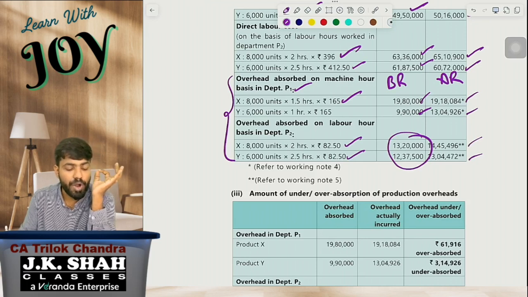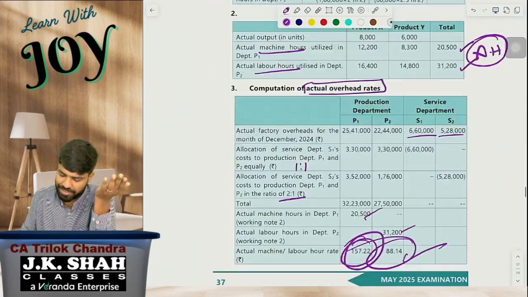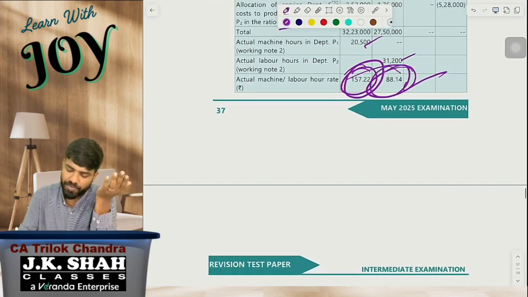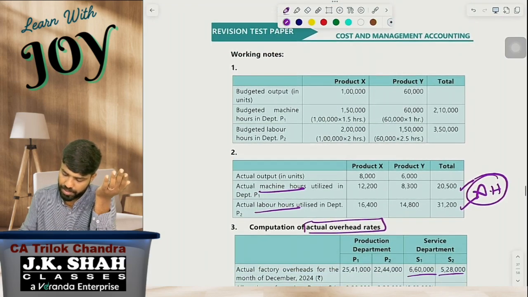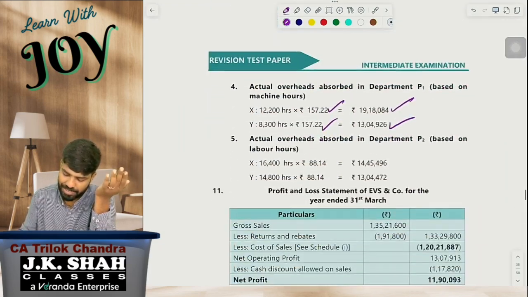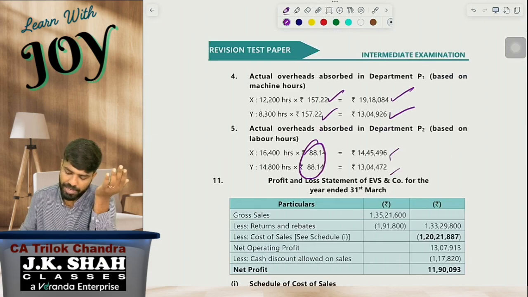Actual hours is how many hours? Product X is taking 16,400 hours. Product Y is taking 14,800 hours. And hourly rate is 88.14. Look at here. Where is the calculation? Here it is, 88.14. They get the amounts.